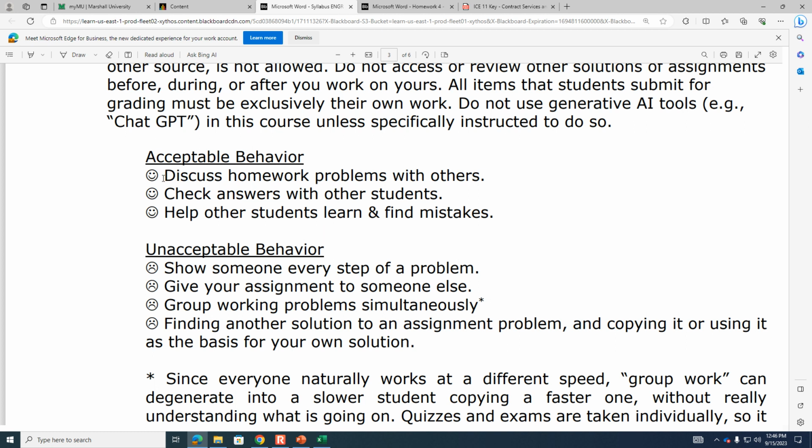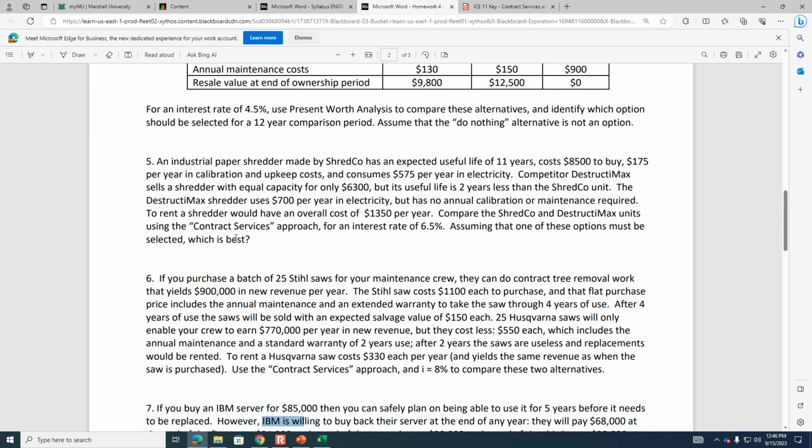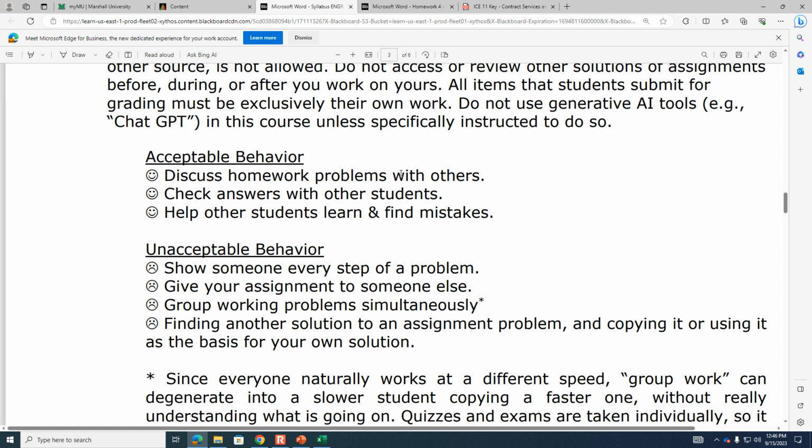So it's okay, for example, to talk about the homework problems with other people. Like if you've got problem 6 open and you don't know how to start, you maybe could talk to your study buddy and they'd say, well, did you notice at the bottom it said contract services? Oh, I missed that. So sometimes it's helpful to bounce ideas off of someone else, and that's acceptable as far as I'm concerned, to talk about the homework problem. It's okay to check your final answer with somebody else.